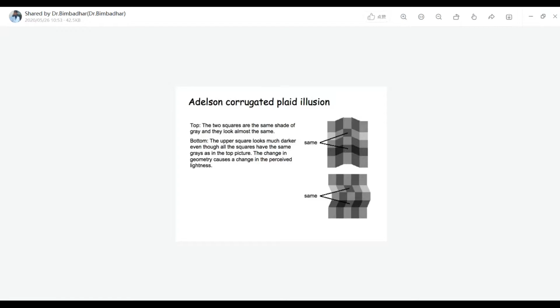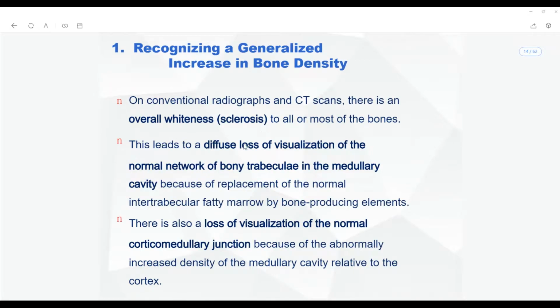Right? So apply the same kind of logic on the bone as well. That is exactly what we are seeing, because the surrounding tissues normally cause the diffuse loss of visualization of the normal network of bony trabeculae. Did you understand? In the medullary cavity, the normal trabeculae are present, but some areas are increasing in whiteness, which makes them look darker, right? So a black shadow is cast on them, so that is the reason they are appearing lighter.